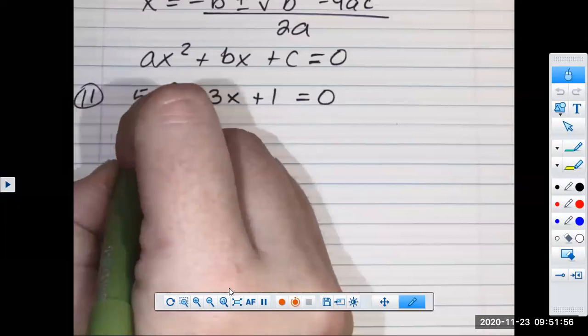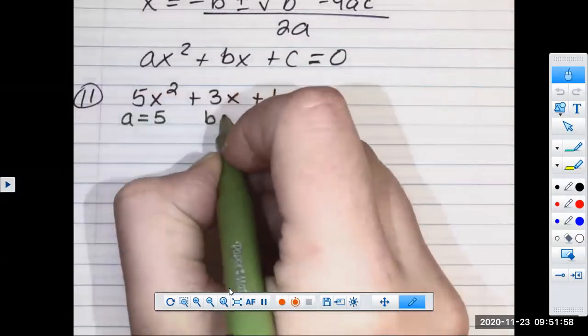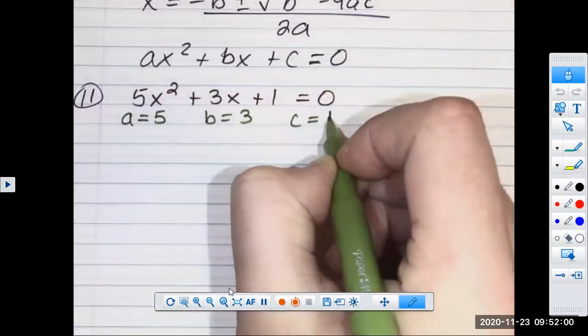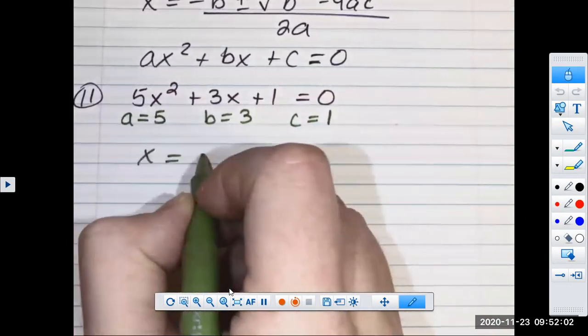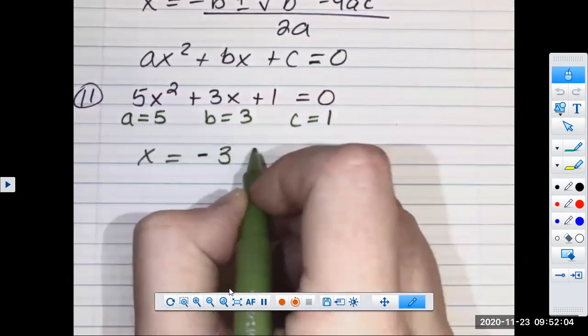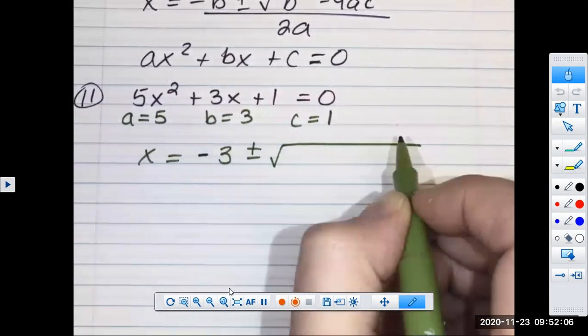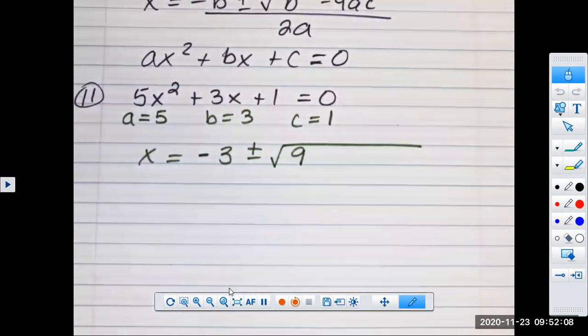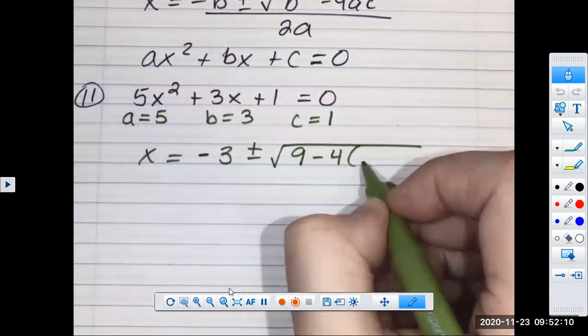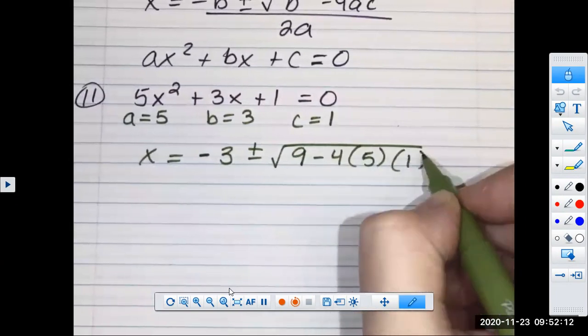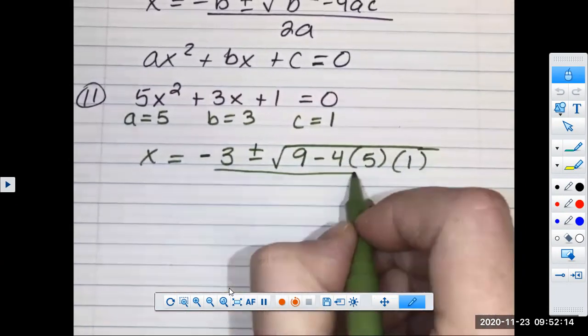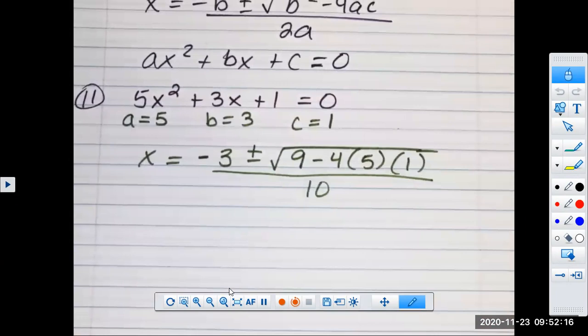So a is 5, b is positive 3, and c is 1. When you go through and plug in, you're going to have the opposite of b, so negative 3 there, plus or minus square root. b squared is 9, minus 4 times a, which is 5, times c, which is positive 1. And this is all divided by 2 times a, which is 10.